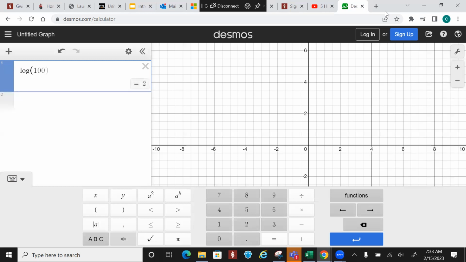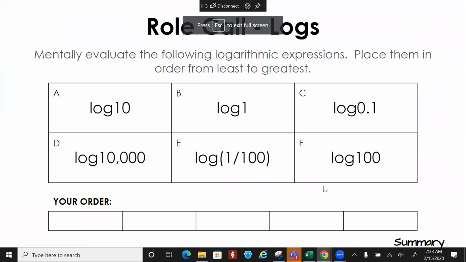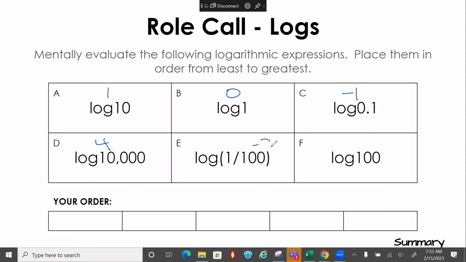And log of 100 is going to give me 2. Okay, so we got a couple of them. Some of those decimals kind of trip us up a little bit. So let's write it out on our paper. The first one is 1. The next one is 0. What was the next one? Good. The next one is 4, -2, and 2.